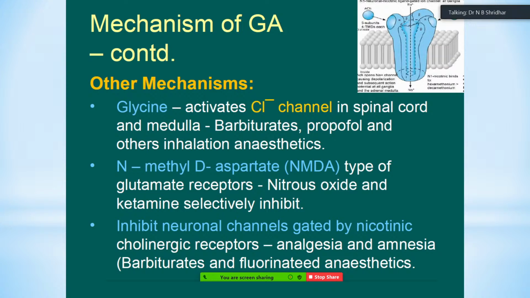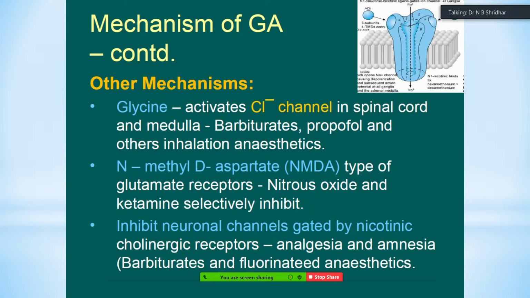Another neurotransmitter is glycine. Glycine activates the chloride ion channels in the spinal cord and medulla. The barbiturates, propofol and other inhalation anesthetics also act on this particular type of receptor.